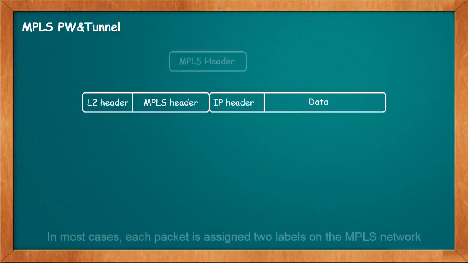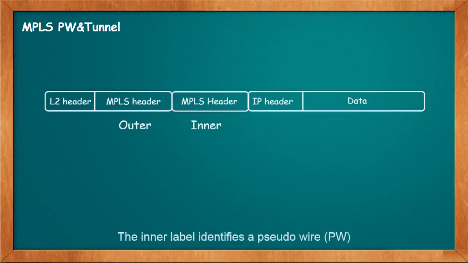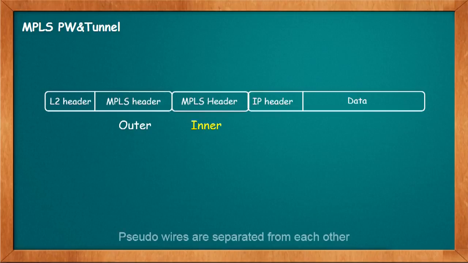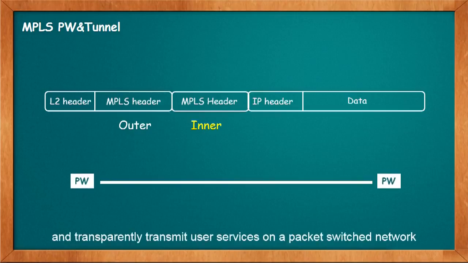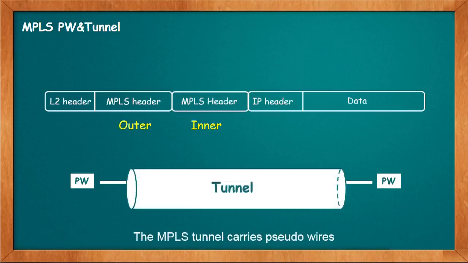In most cases, each packet is assigned 2 labels on the MPLS network. The inner label identifies a pseudo wire, or PW. The pseudo wire is a channel directly connecting to provider edges, PEs. Pseudo wires are separated from each other and transparently transmit user services on the packet-switched network. The outer label identifies an MPLS tunnel between the local and remote PEs. The MPLS tunnel carries pseudo wires. An MPLS tunnel can carry multiple pseudo wires.